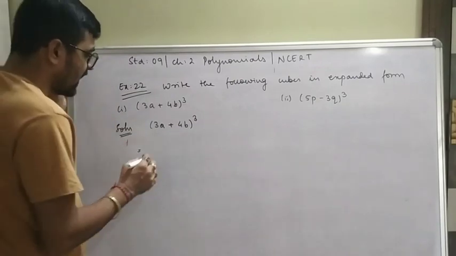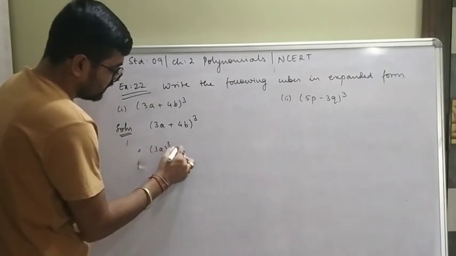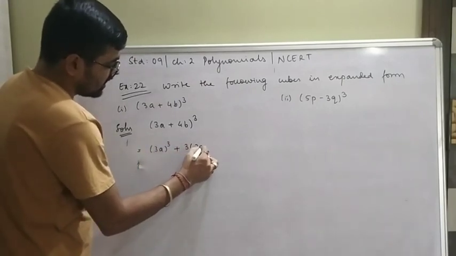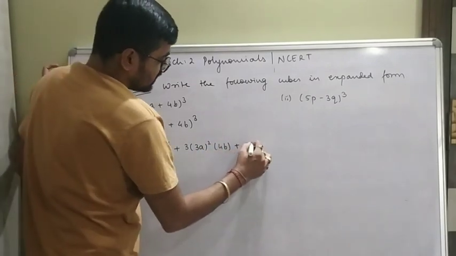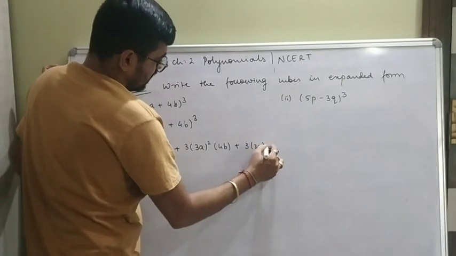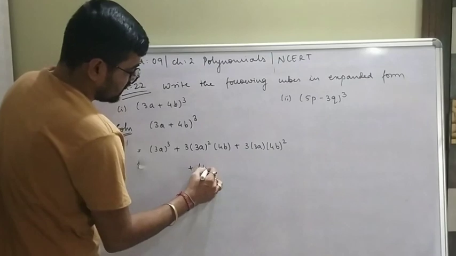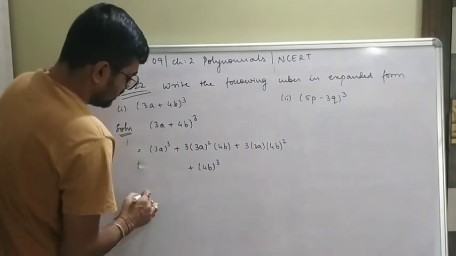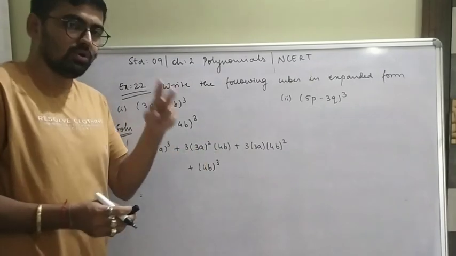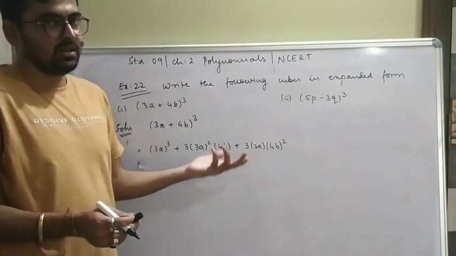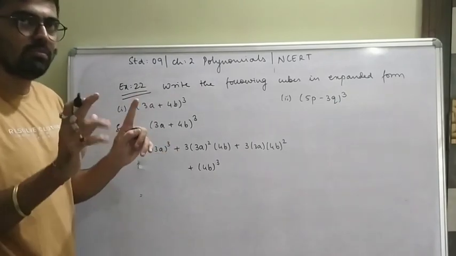So if I write the identity, what was it? So first one is x cube plus 3x square into y plus 3x into y square plus y cube. Correct. You can write as you know. I told you there are two formulas. You can write in the other way also. I don't mind at all. Somehow you are going to get the same expanded form.